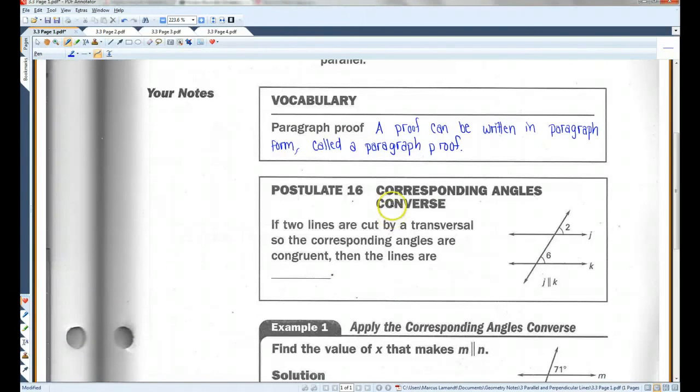Alright, postulate 16. Corresponding angles converse. If 2 lines are cut by a transversal, so the corresponding angles are congruent, then the lines are parallel. So this is basically saying the opposite of what the previous postulate we learned was. In our last section, we learned that if the 2 lines are parallel, then the corresponding angles are congruent. The converse is also true. If the corresponding angles are congruent, then the lines are parallel.